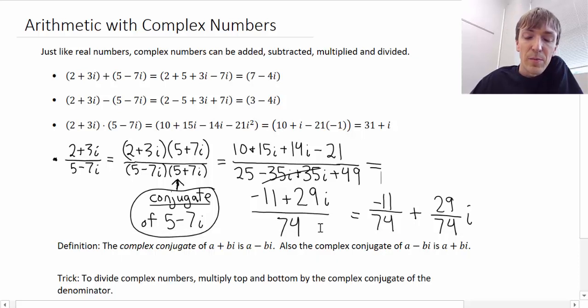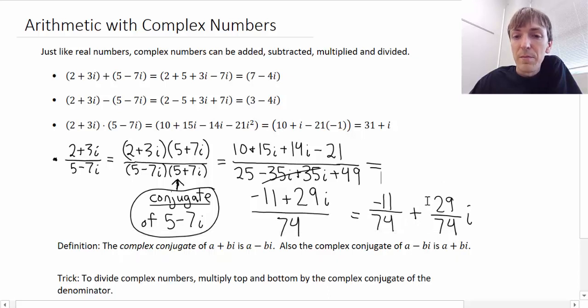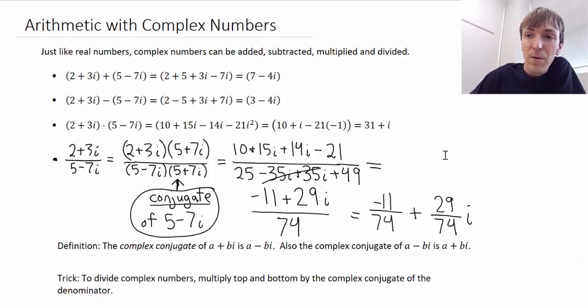Okay, now I can split that up using my normal fraction rules, because the plus is in the numerator. And lastly, now here you can finally see that a plus bi. It just happens to be that both the a and the b are fractions, and that's fine. There's no further way that I can simplify that.